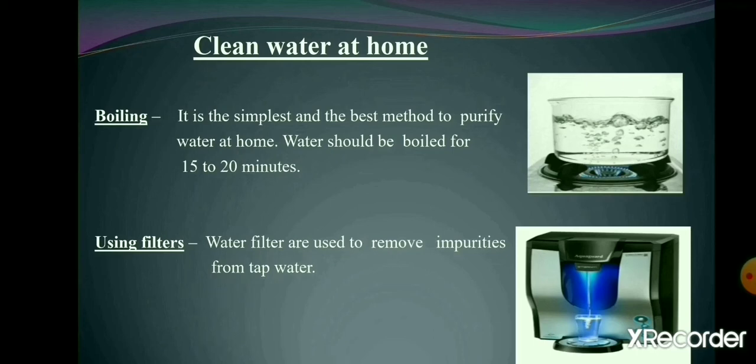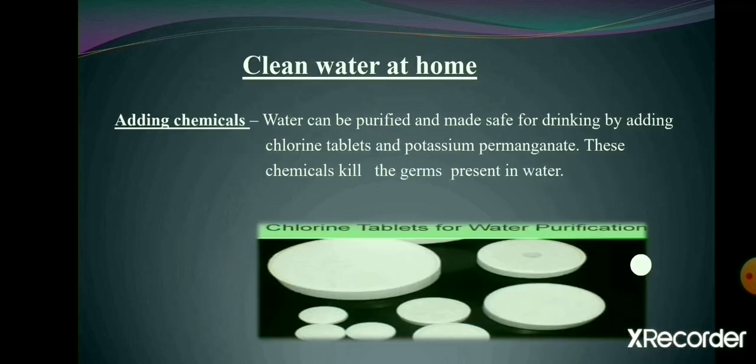Using filters. Water filters are used to remove impurities from tap water. RO is the modern technology of water filtration. Adding chemicals. Adding chlorine tablets and potassium permanganate to water also make it safe for drinking. The proportion of water and the chemicals should be correct.